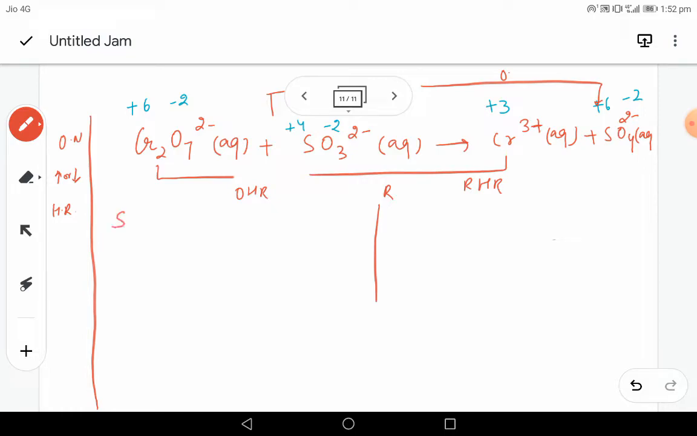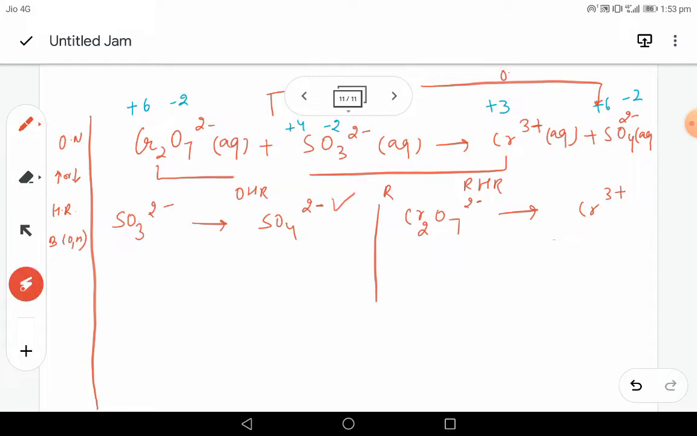So oxidation half reaction would be SO3 2 negative, it will give SO4 2 negative. And reduction half would be Cr2O7 2 negative, it will give Cr3 positive. We have written the half reactions. After that, we will balance every other atom except oxygen and hydrogen. I will first focus on the oxidation half, reduction half we will do later. Sulfur is 1, sulfur is 1, that is balanced.